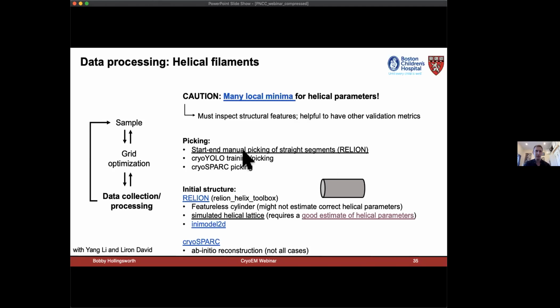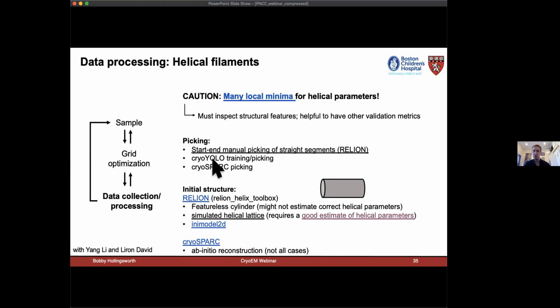For our own processing, we use start-end picking. And so this is manually going and picking the beginning and end of all the filaments. And for our project in particular, that was important because these filaments were quite heterogeneous. They were small in size and sometimes overlapping. So that helped us curate our data set as best as possible. It only took a day or two and only required about 1,000 to 2,000 micrographs for a high resolution reconstruction because of the helical symmetry.